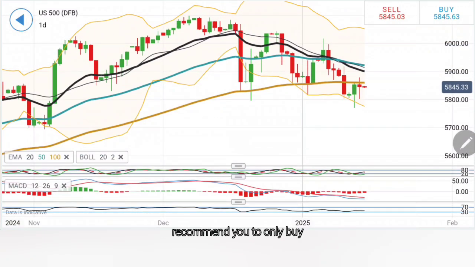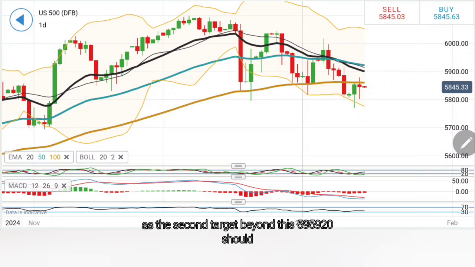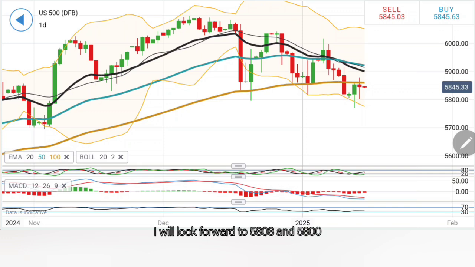So looking at this, I will recommend you to only buy if you see it staying above 5860. Expect 5870, 5872 and 5880, 5885 as the second target. Beyond this, 5900, 5920 should be easily achievable. On the downside, a selling entry I'll recommend now is at 5838. Expect 5830, 5820. And if 5820 is taken, I will look forward to 5808 and 5800. Any drop below 5800, just close your eyes, stay short. 5780, 5750 and 5700 should be there very soon. Trade accordingly. Let's move to Nasdaq.